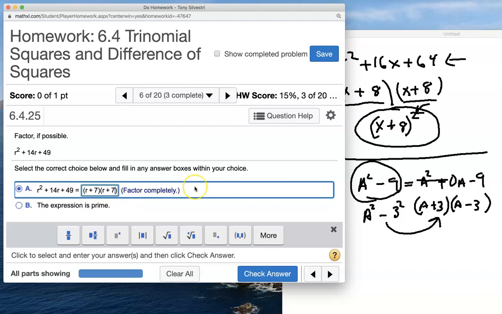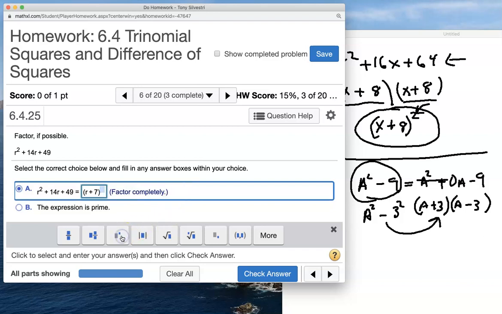Okay. And if I do a FOIL, certainly we'll get the 49, certainly we'll get the r squared, but the outer is 7r, the inner is 7r, add them up is 14r. There's your answer. I could check my answer and get it correct. It'll be correct. But what I'm going to do is do it the cool way, because we've got the same factors. We got r plus 7.